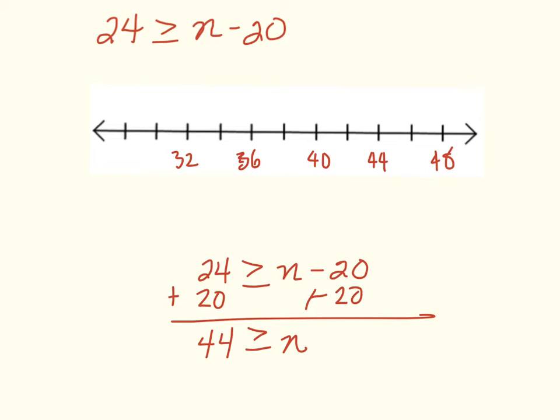And we want our 44, and it's filled in because it can be equal to 44. But n has to be less than that. 44 has to be greater. n has to be either equal to or less than. And there we go. All right, let's now try multiplication.